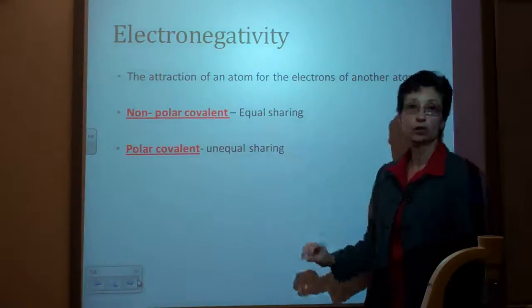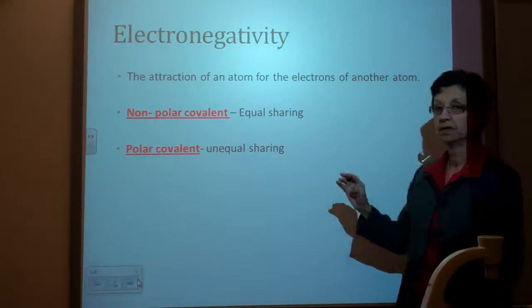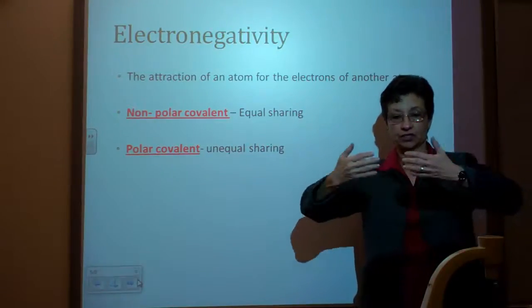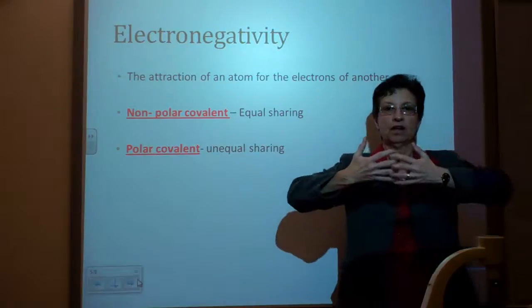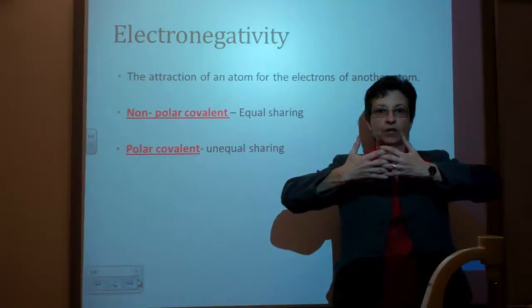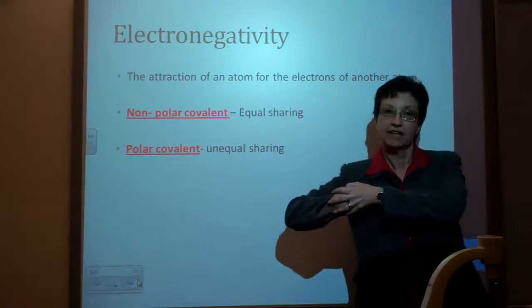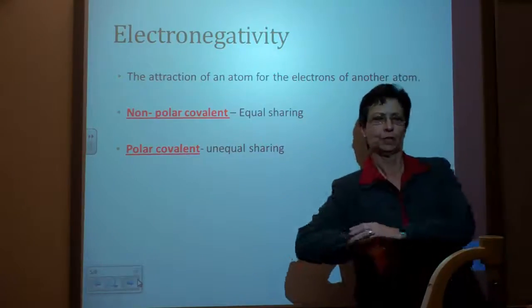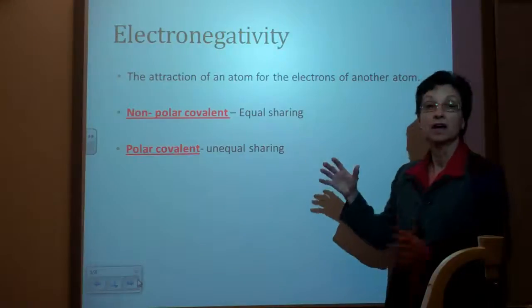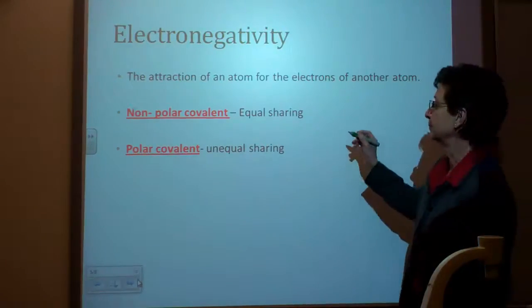A nonpolar covalent bond involves equal sharing of electrons. If they're sharing electrons, they're being shared equally. If my elbows are the two atoms, there's equal sharing. Polar covalent bond, there's unequal sharing. It's hard to do with my elbows, but they are not sharing equally. So, let's give an example.